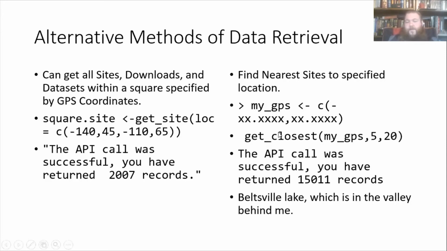So we can use the get closest command to pull all of these things in, with my GPS as the vector. I'm looking for at least 5 records in any given location, and I want to look within 20 kilometers of my house. And I live in the Poconos, which is a very peat-rich area, so as it happens, there are a lot of records. In fact, there's 15,000 of them, including at Beltsville Lake, which is not far. It's actually in the valley behind us, not far as the crow flies, but because we live in the mountains, it takes about a half hour to get there.